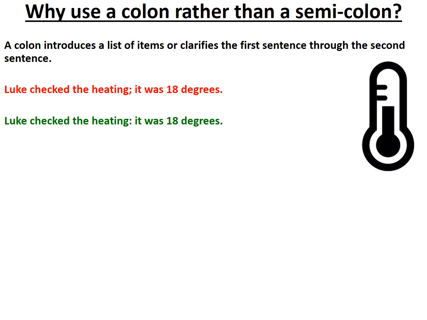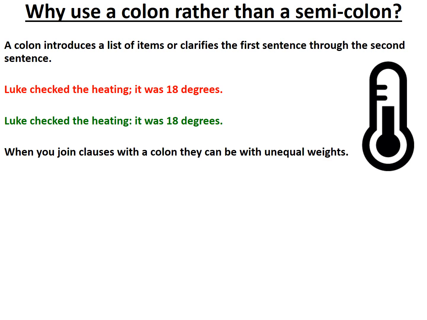The other major difference between a semicolon and a colon is that when you join clauses with a colon, they can be of unequal weights. By that, what I mean is that one clause can have many words, and what follows after the colon may just be a singular word. Yet with a semicolon, this is not the case. Normally with a semicolon, we would expect it to be balanced. That's why this example in red is incorrect.